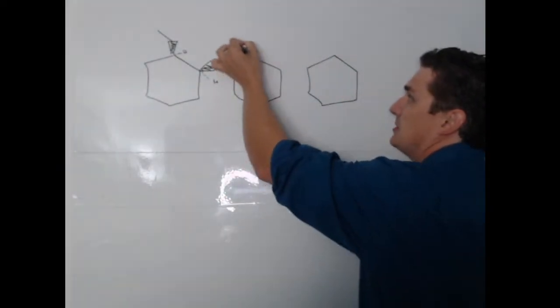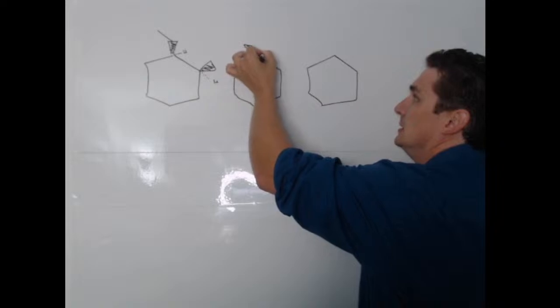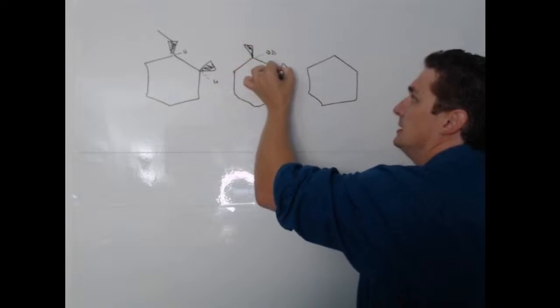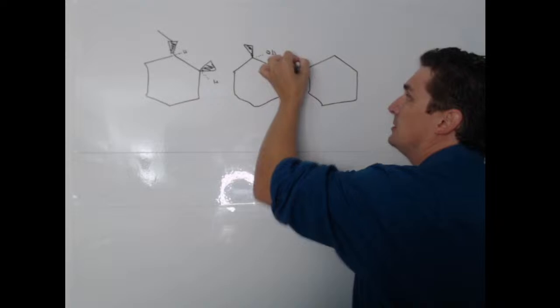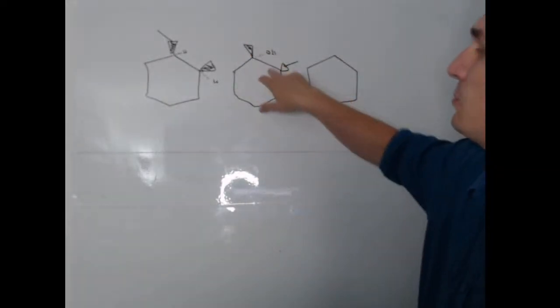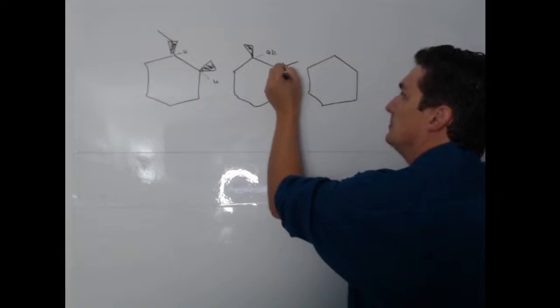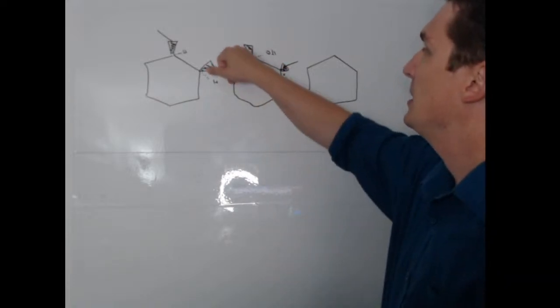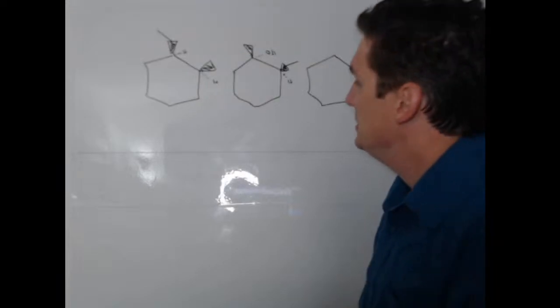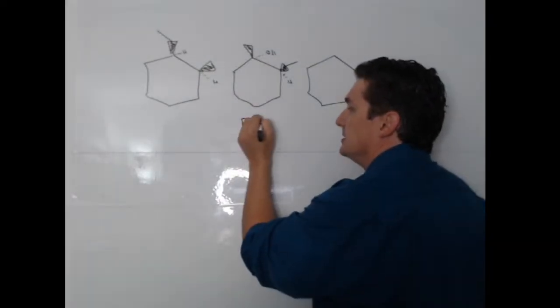So let's say we have a methyl group, an alcohol, and another ethyl group. So here there's actually four things attached to these carbons. We've got an alcohol, a methyl, an ethyl, and a hydrogen. This is where the EZ is going to be needed.